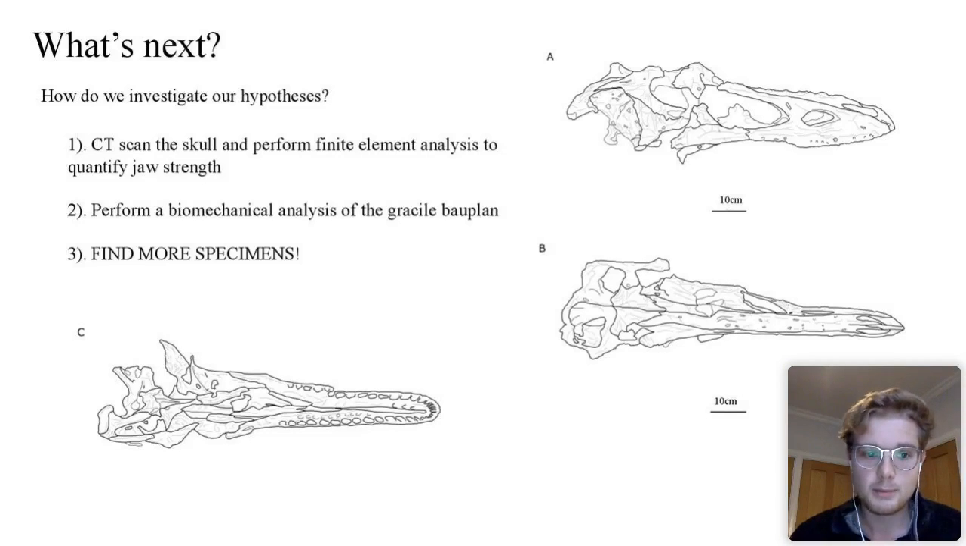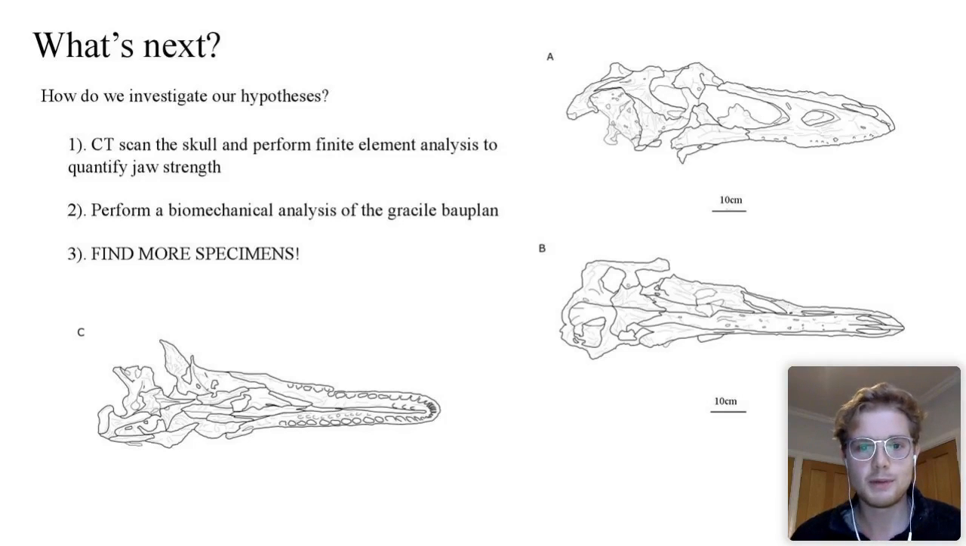Another great idea would be a biomechanical analysis of that gracile body plan, pitting it against the more stocky condition that we see in large adult tyrannosaurids. And most importantly, as is the case with a lot of paleontology studies, we need more specimens, really.